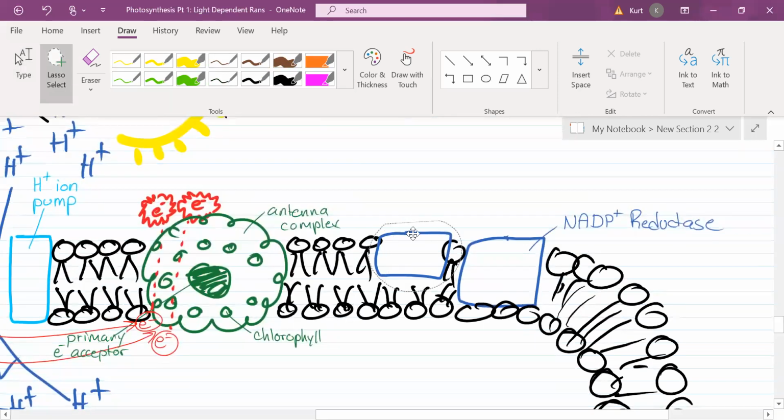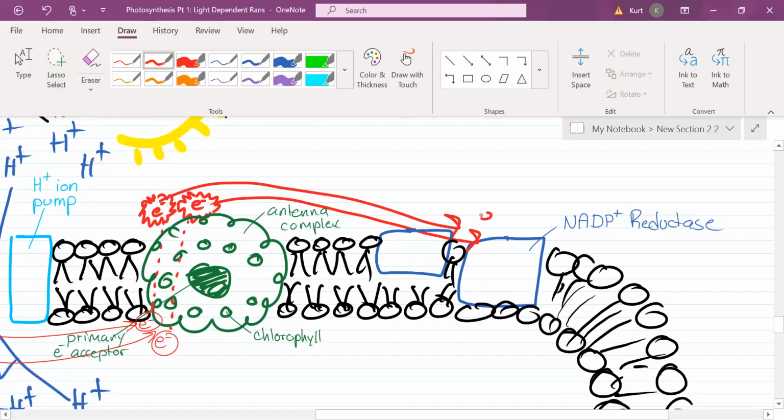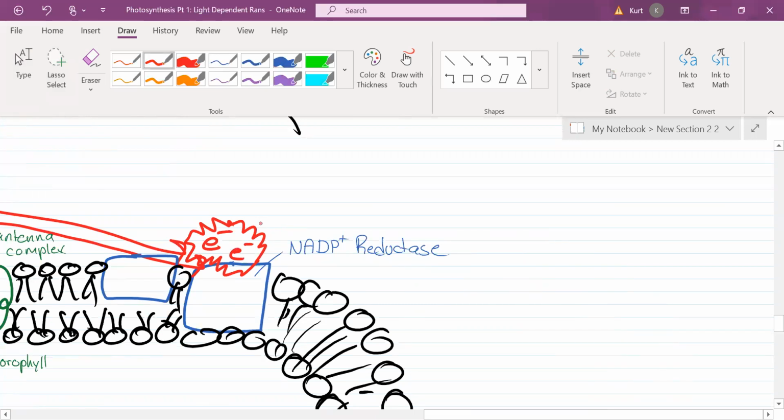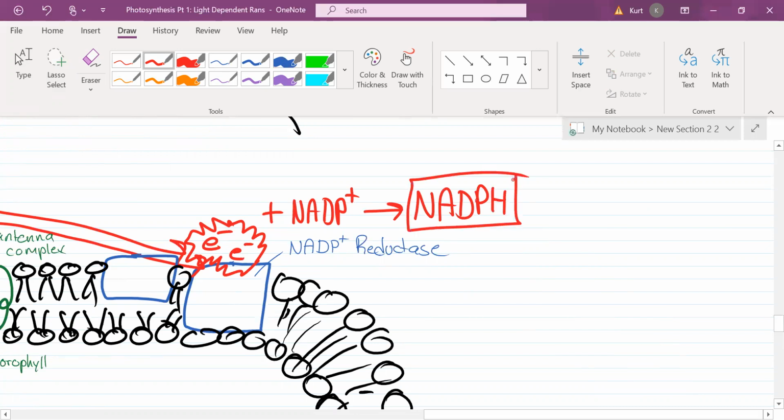Guys, this ferry right here is going to bring one electron from the antenna over to the reductase, one at a time. That's what it's doing. Okay, these electrons are going to combine with NADP plus to form NADPH.